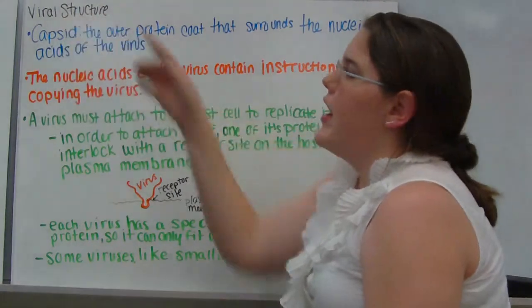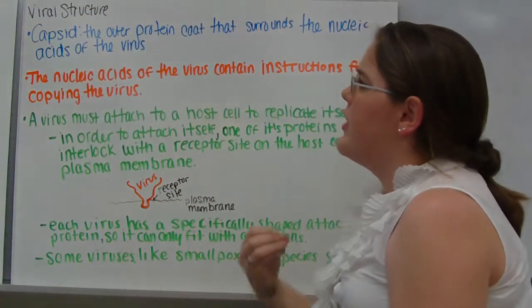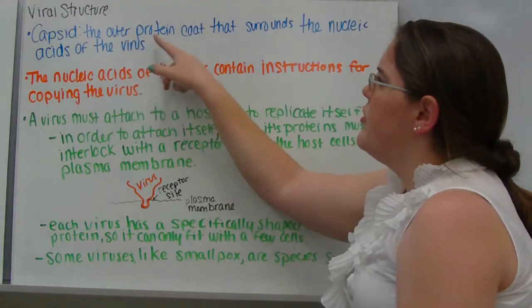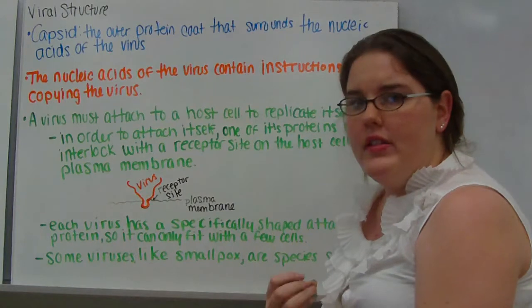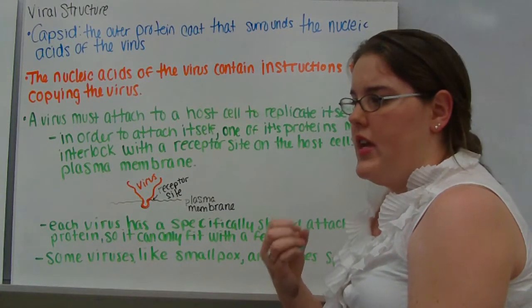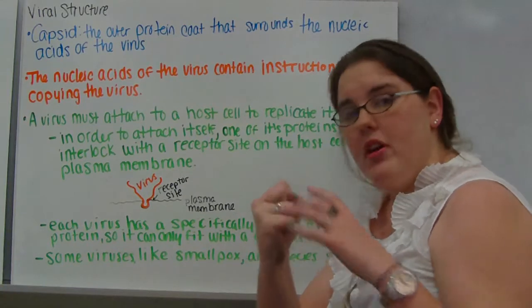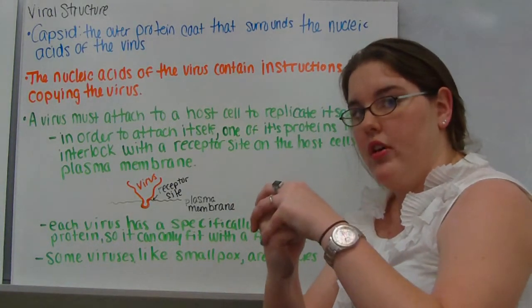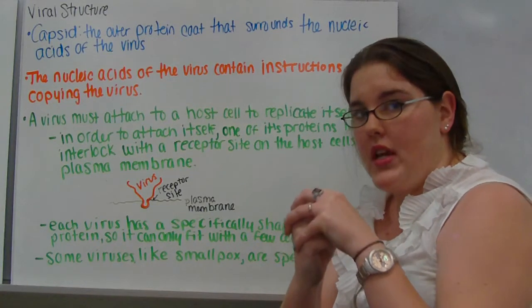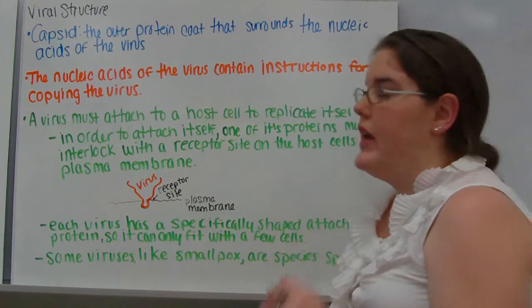Alright, now how are they structured? First off, we're going to look at the capsid. The capsid is the outer protein coat that surrounds the nucleic acids of the virus. So for instance, a virus is contained, its nucleic acids are inside, and what's keeping all those nucleic acids inside is just a small protein coat. You have many different proteins containing all those nucleic acids and keeping them all in one place.